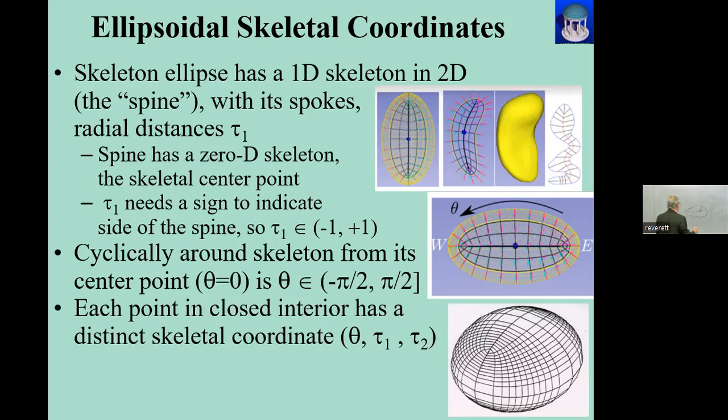And so what we're going to do is parameterize where we are along the spoke. So that's maybe 60% of the way along the spoke. That's the radial distance we talked about. And we're going to call this tau sub 2, which is the fraction of the way you are from the skeleton out to the boundary.